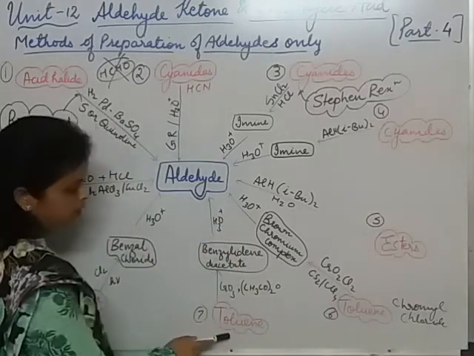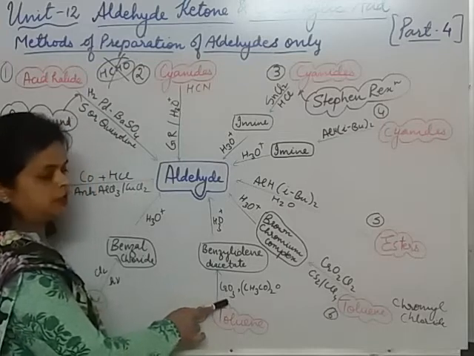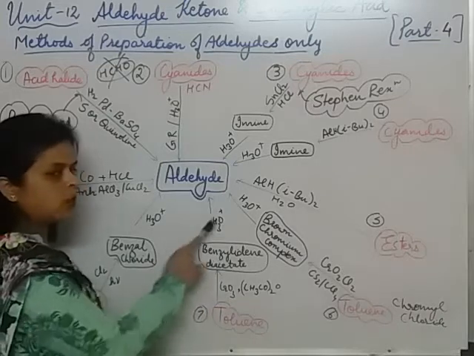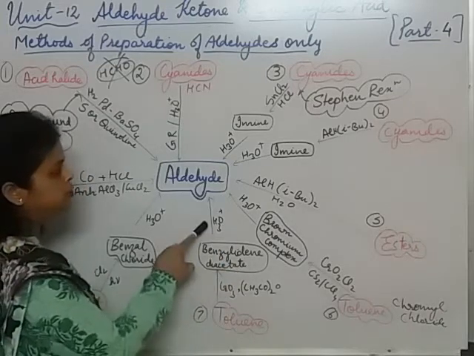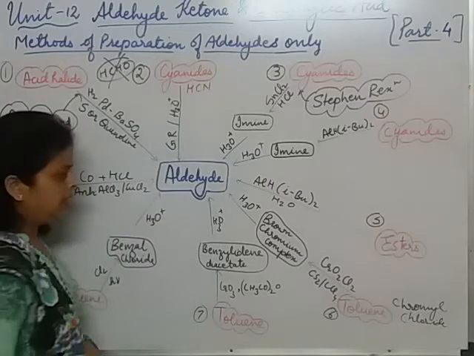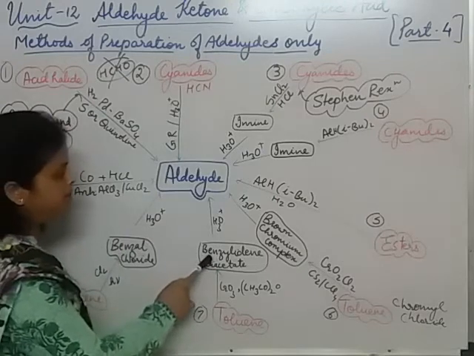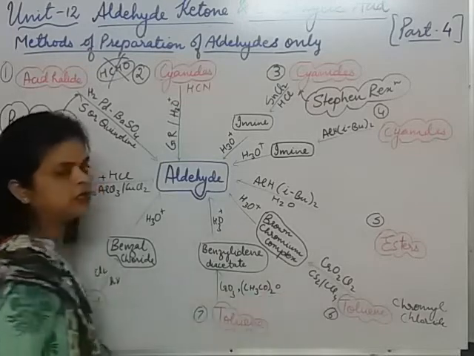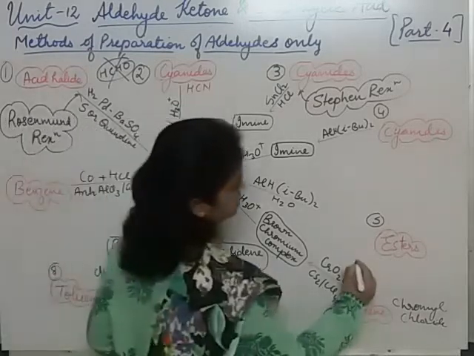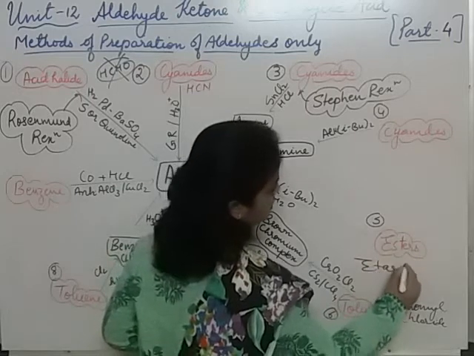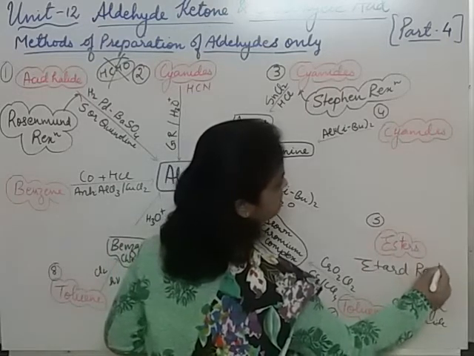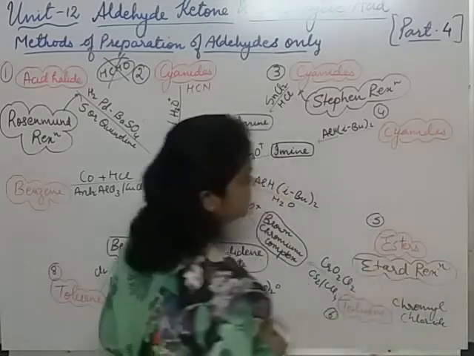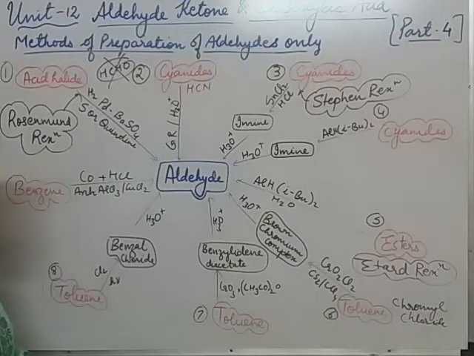Now toluene in presence of chromic oxide and acetic anhydride forms one intermediate, and on hydrolysis it can form aldehyde. The name of this intermediate is benzylidene diacetate. Students, here I forgot to tell you the name of this reaction. It is Etard reaction. This is Etard reaction, a very important reaction. Many times this reaction has been asked.